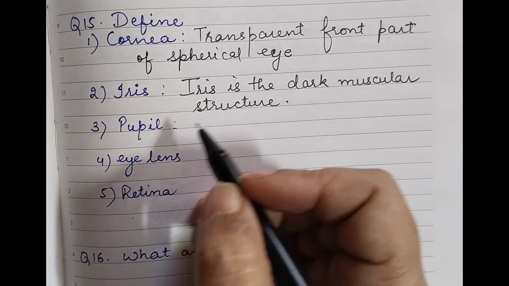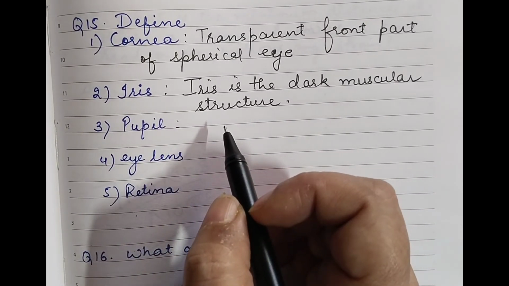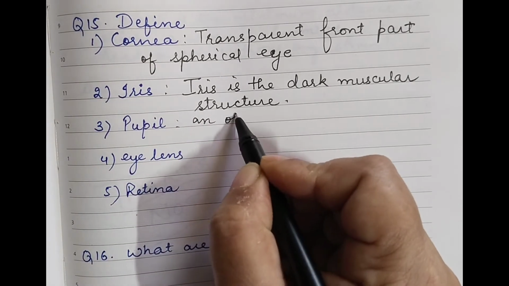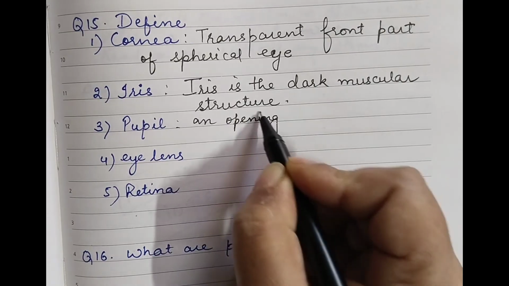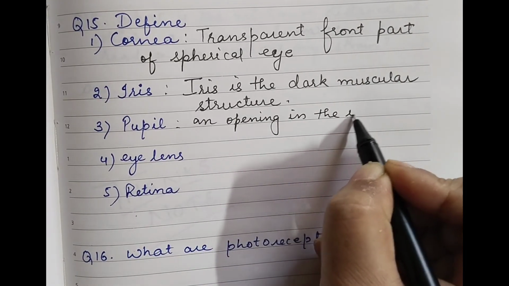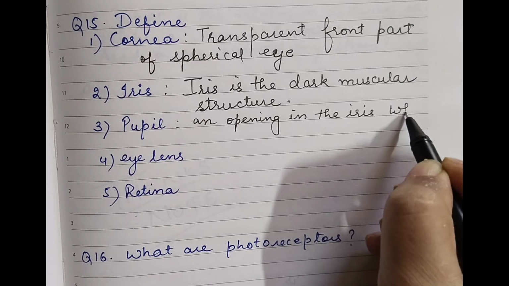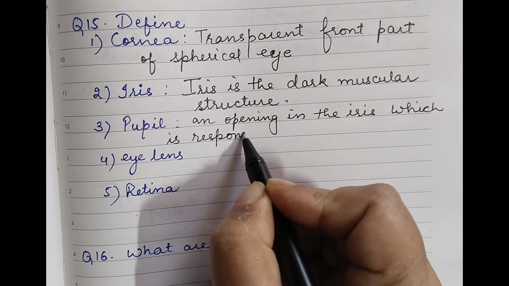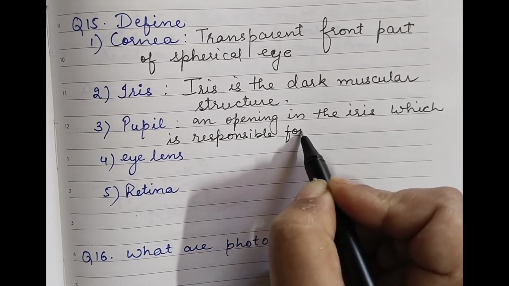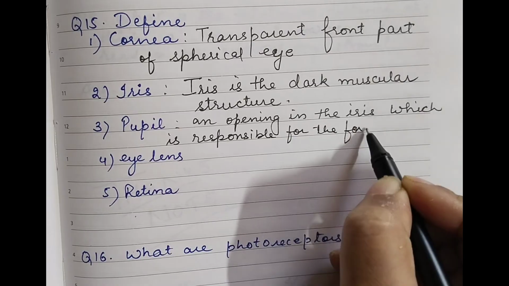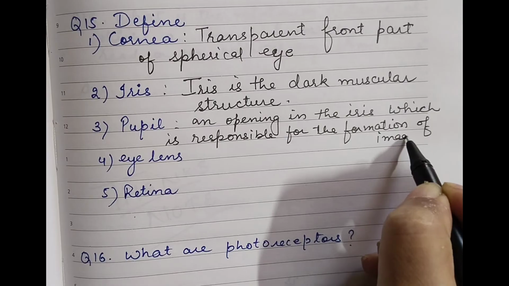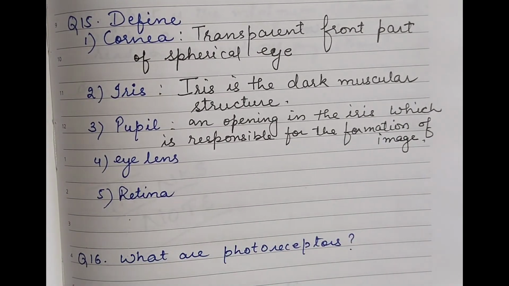Next is pupil. It is an opening in the iris which is responsible for the formation of image. Now the opening of the pupil is controlled by the iris.